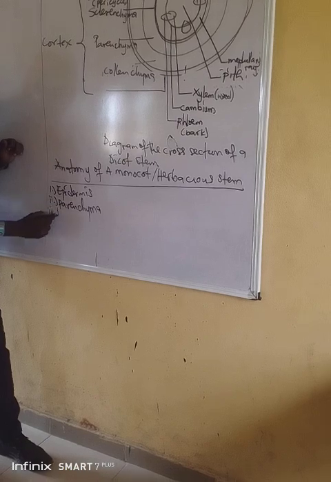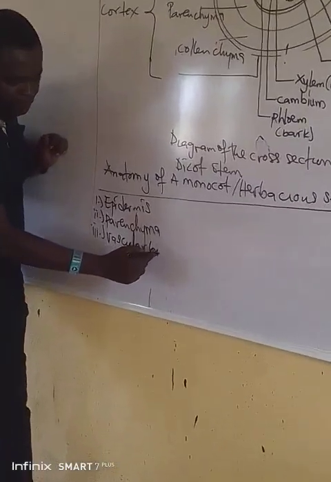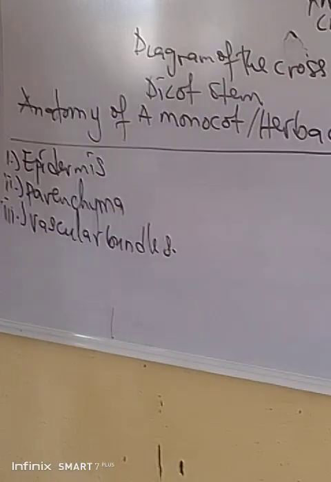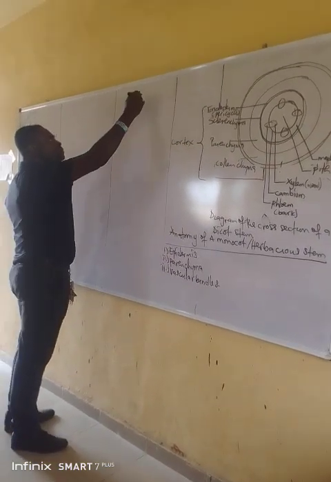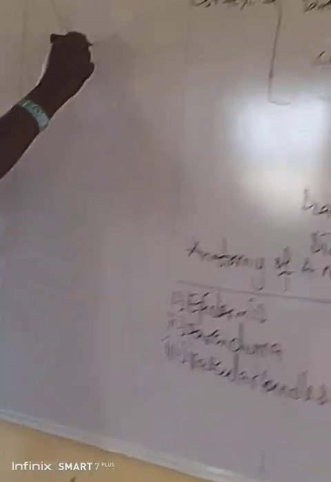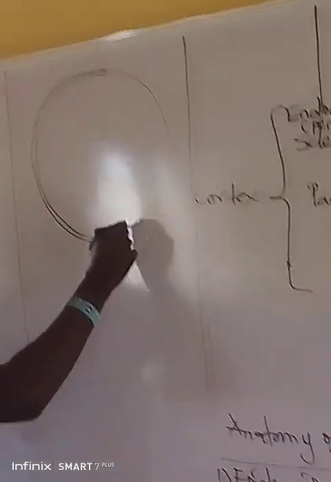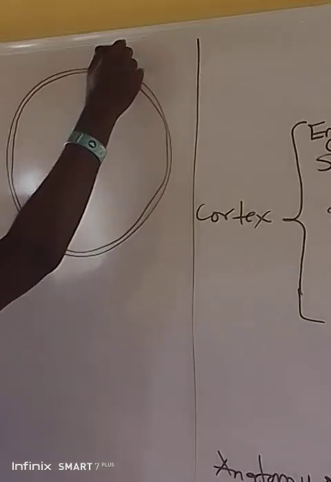Then you have vascular bundles. No pith. Vascular bundles, not like teeth. So how does the diagram look? Now, look at it. Look at the diagram now. Look at this. This is what?